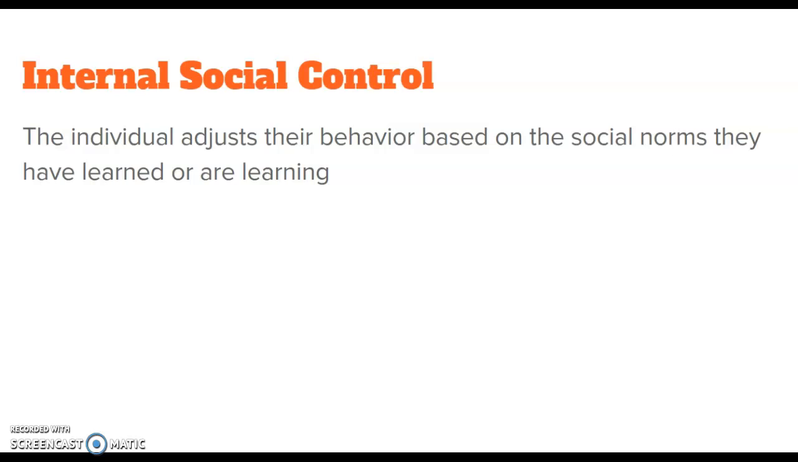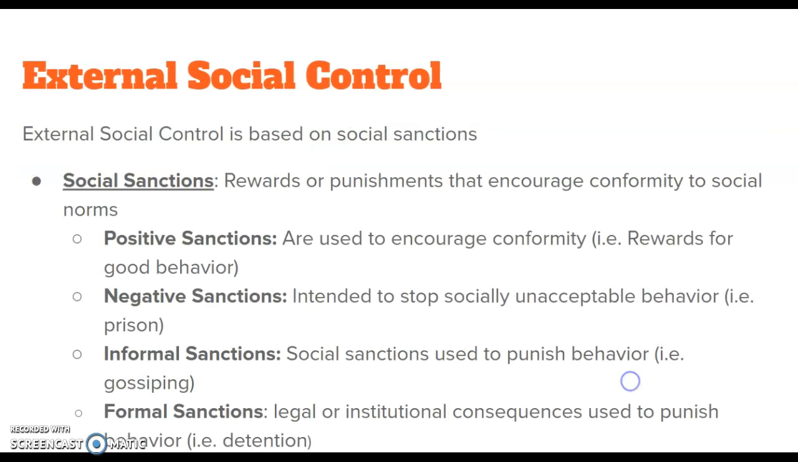So internal social control is when the individual adjusts their behavior based on the social norms they have learned or are learning. So this is what the individual themselves is going to do. So let's say that a teenager makes a bad choice and maybe just feels really guilty about it and changes that without necessarily being punished for it, that guilty conscience type of example, this would be considered internal social control. So what internally is happening to that individual to make them change their behavior.